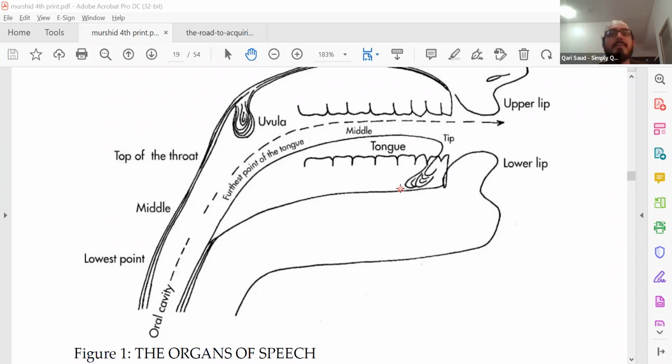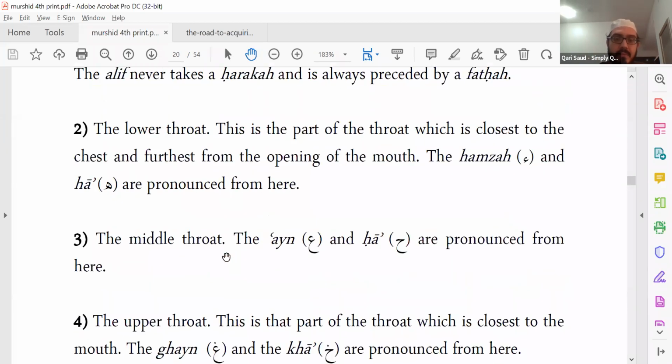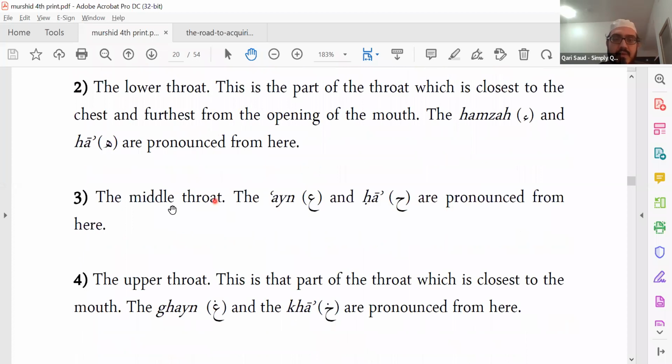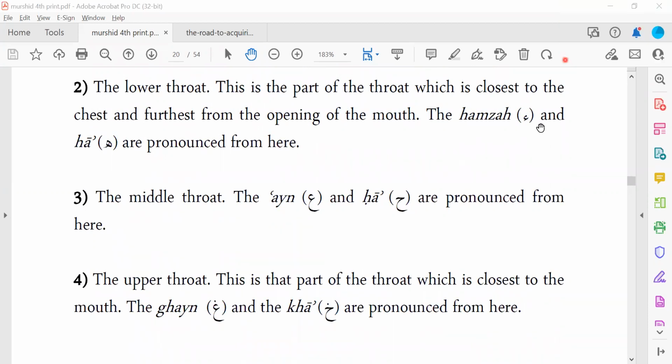So now, from that middle part of the throat, let's go here. Look here, number 3. So we have the middle part of the throat. The ayn and ha are pronounced from here. So what I want everyone to do is place their finger again right there and try to say ayn. Ayn, ayn. Does that part vibrate? Yeah, I feel it.